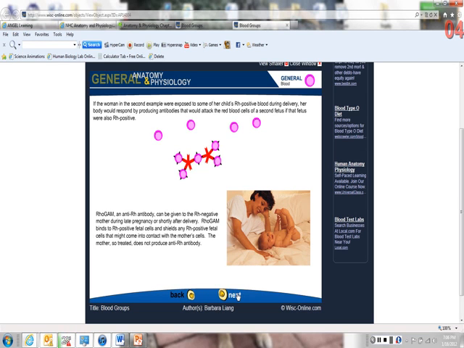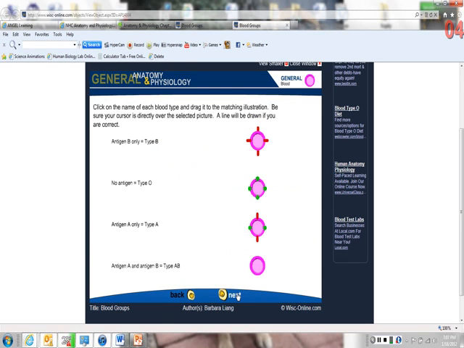RhoGAM, an anti-Rh antibody, can be given to the Rh-negative mother during late pregnancy or shortly after delivery. RhoGAM binds the Rh positive fetal cells and shields any Rh positive fetal cells that might come into contact with the mother's cells. The mother, so treated, does not produce anti-Rh antibody.